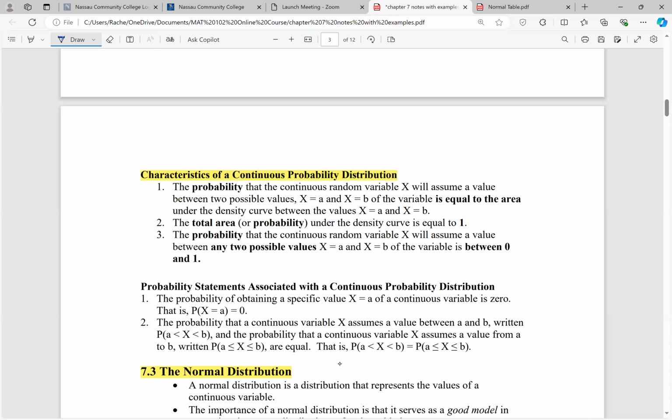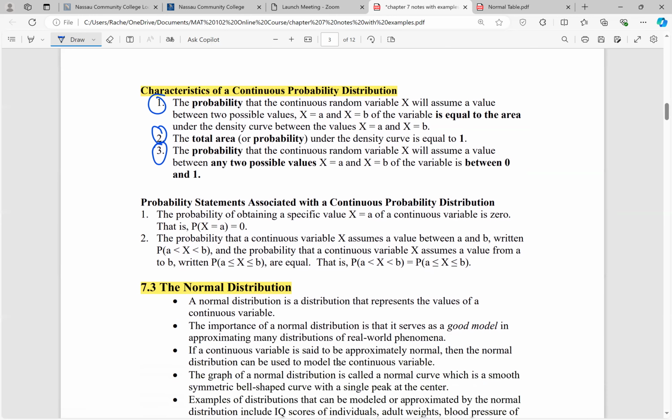So these are the three characteristics that are listed under characteristics of a continuous probability distribution. I just put them in the picture for you on the whiteboard. The probability that the continuous random variable x will assume a value between A and B is just equal to the area under the curve between A and B. The total area or the total probability under the density curve is always equal to 1 or 100%. And the probability that the continuous random variable x will assume a value between any two possible values always has to be between 0 and 1. We can't have a negative probability and we can't have a probability greater than 1.